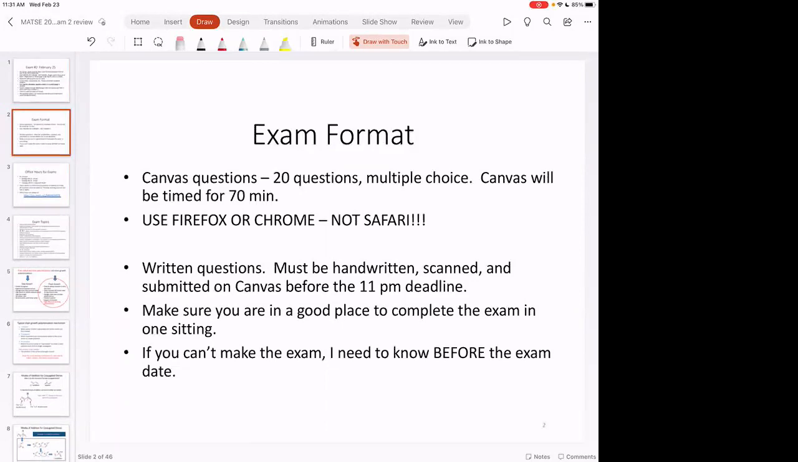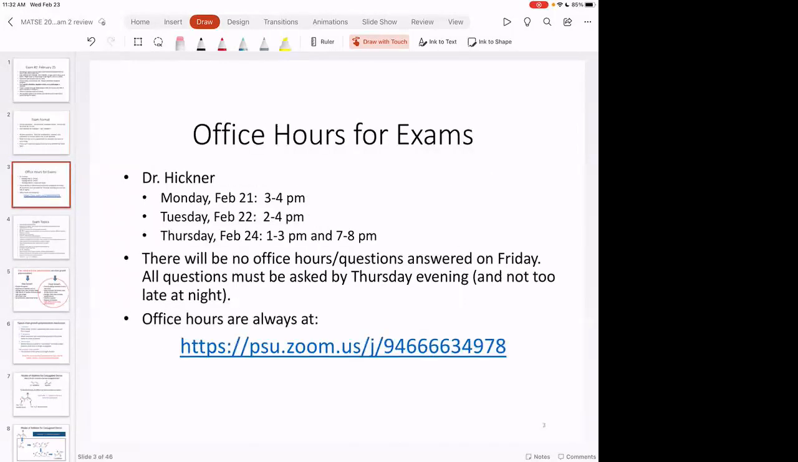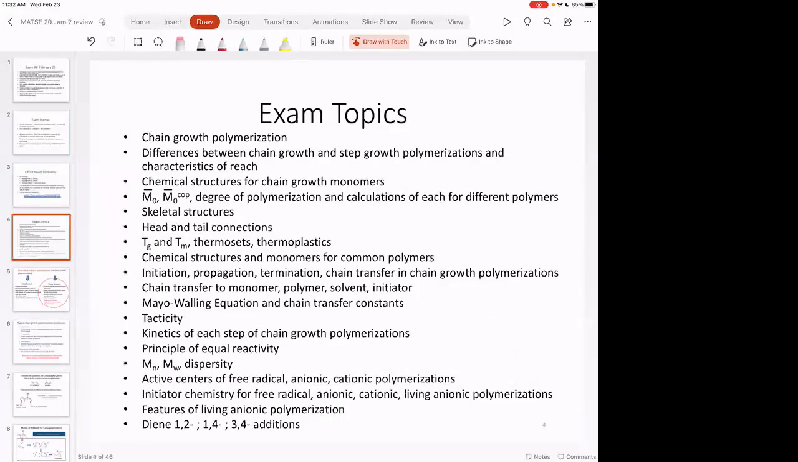All right, so here's all the details, exactly the same as last time. Remember, use Firefox or Chrome, not Safari. I didn't hear about people having problems loading pictures, although Canvas did go down last exam, but we seem to get through it. That's nice. But make sure you refresh. You're not penalized for that, so you can load the pictures. Let's see. Okay, exam topics.